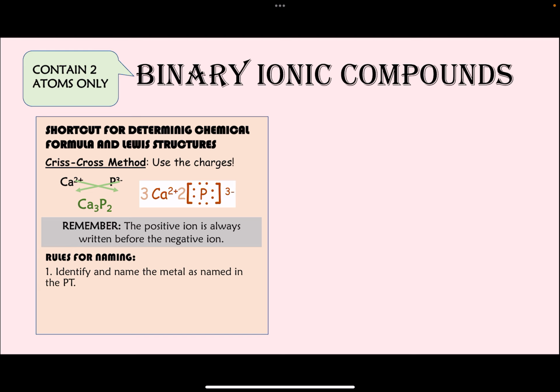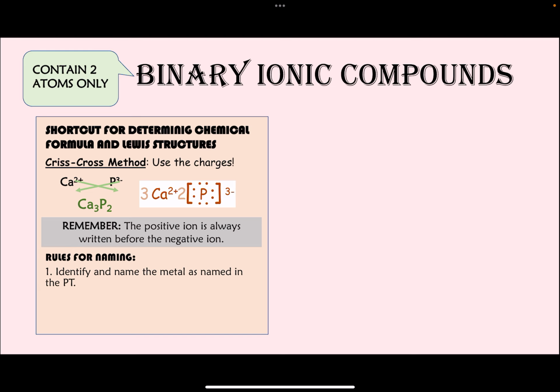The very, very important thing to remember about ionic compounds is that whenever you're writing the chemical formula, you always write your positive ion first, followed by the negative ion. Please do not try to write the negative ion first. Alright, let's talk about some rules for naming the ionic compounds.